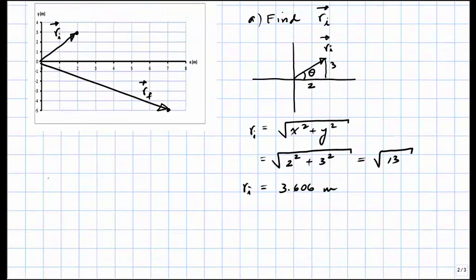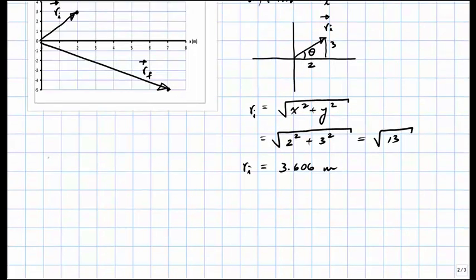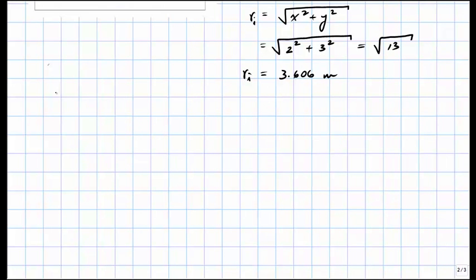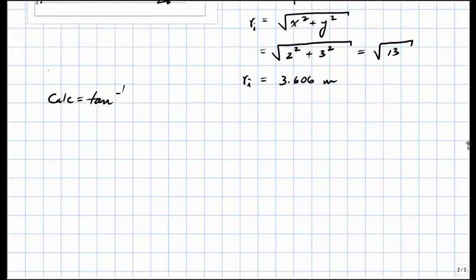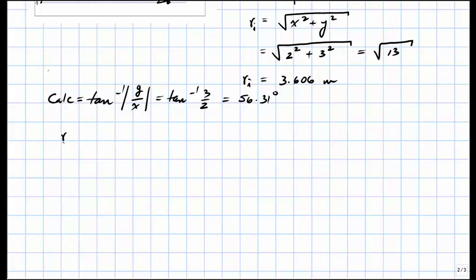First of all, we'll note that the object is located in the first quadrant. And so our first calculation is to determine the inverse tangent of the y component, which is 3, divided by the x component, which is 2. Okay, so we're taking the inverse tangent of 3/2, which equals 56.31 degrees, and so we've completed part A.